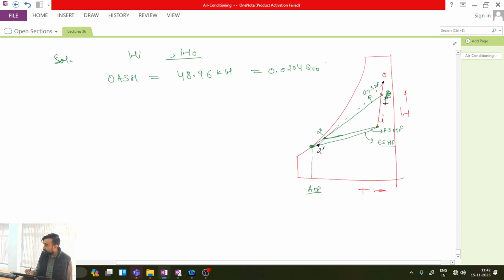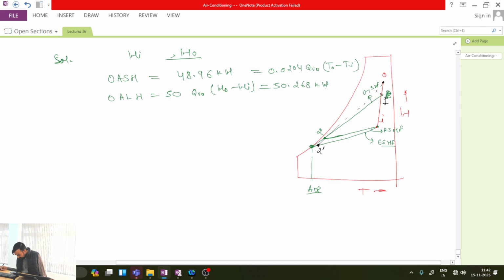QV naught into T naught minus TI. OALH is 50 QV naught into WO minus WI. How much is the value? 50.268. 50.123 is my answer. Okay, correct, no issue. Okay, from here what can I do now?